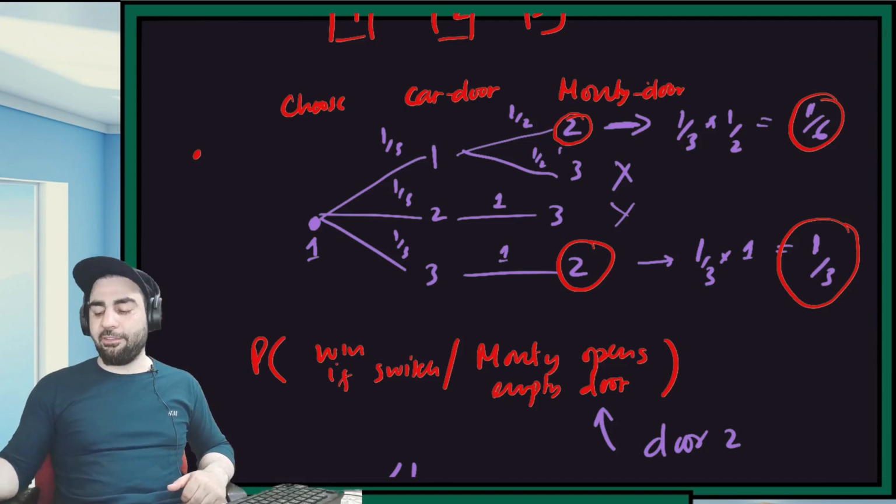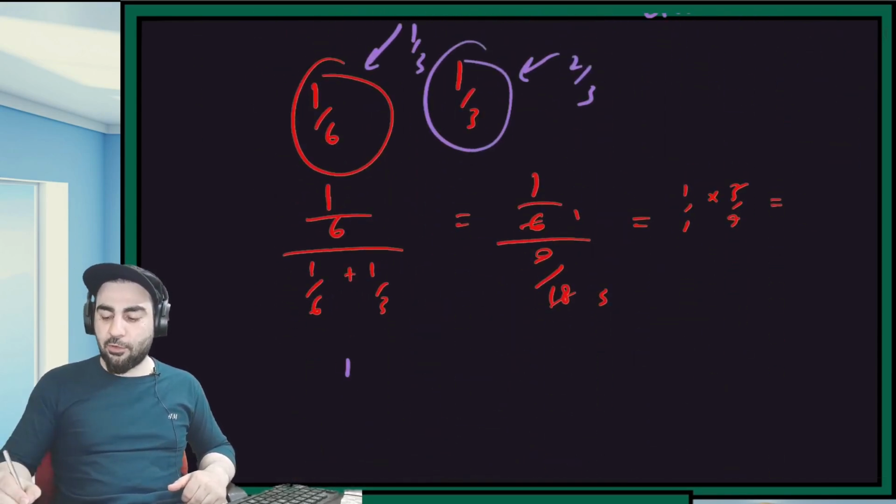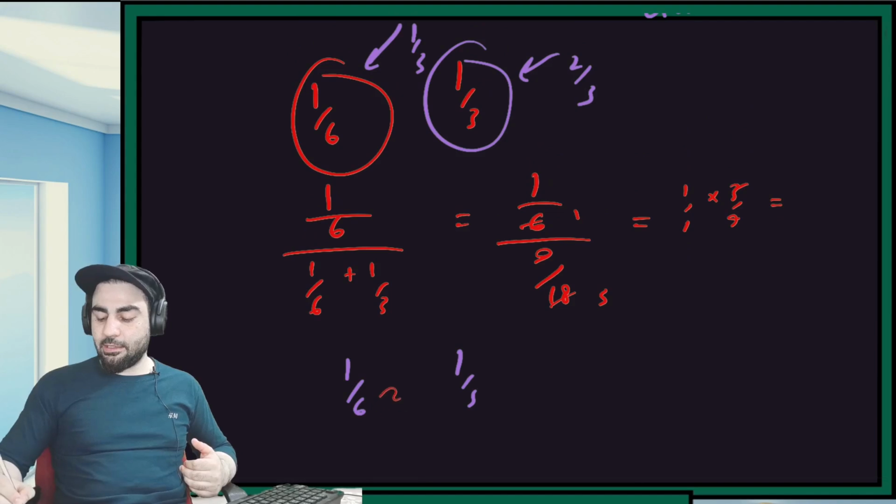Now if this happened, if Monty opens door 2, I'll have to reshuffle probabilities. I'll have to make this 1 by 6 and 1 by 3 add up to 1. I'll have to basically reshuffle the probability. So this 1 by 6 converts to 1 by 3, and this is 2 by 3. This is 1 by 3 and this is 2 by 3.